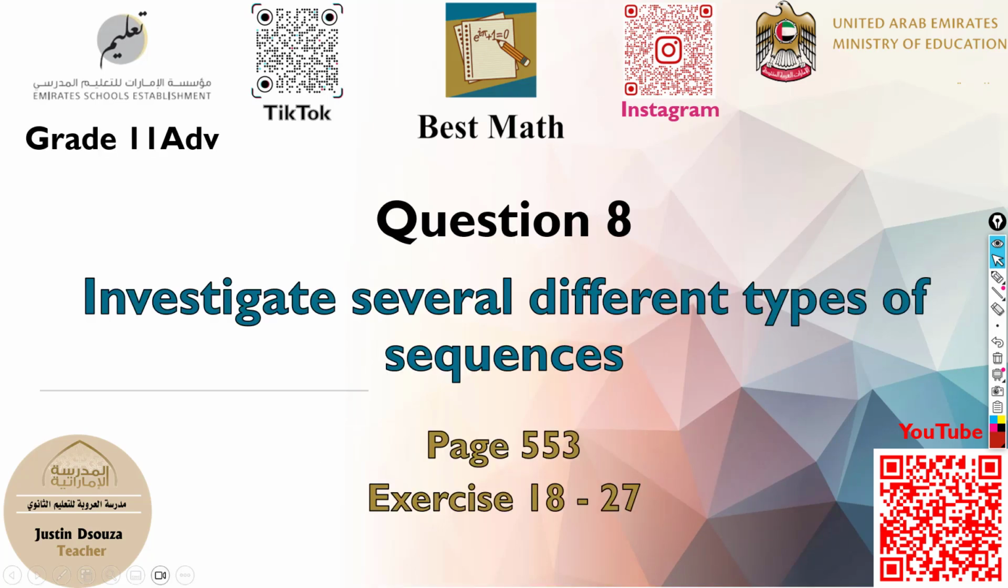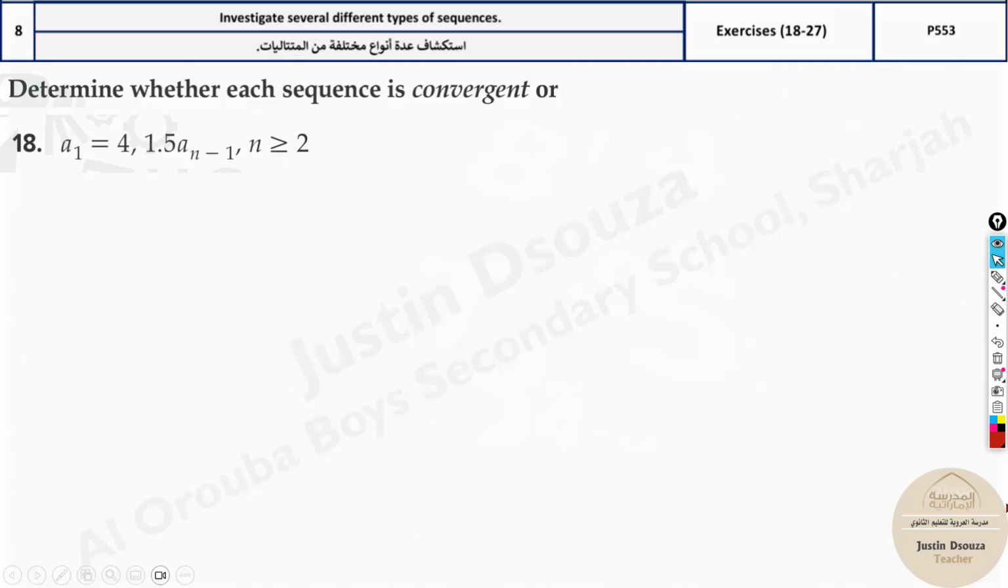Question 8 investigates several different types of sequences. You might recall we have done a similar problem in part 2. Here we need to find which is convergent and which is divergent. Now how would we do it? You'll be given some values and a formula.